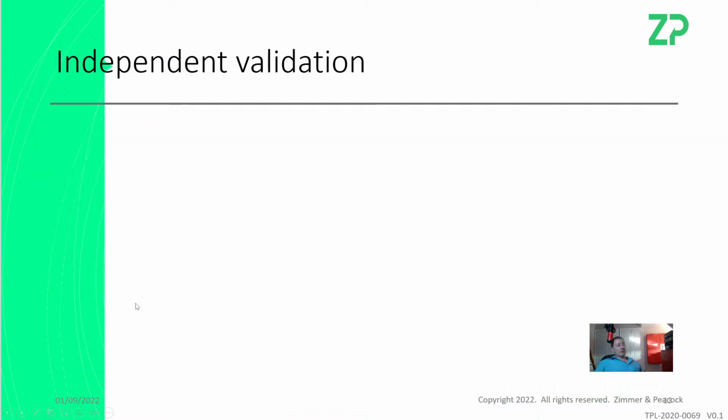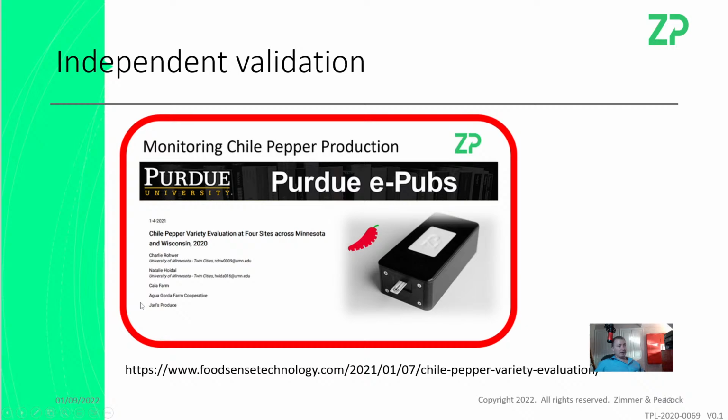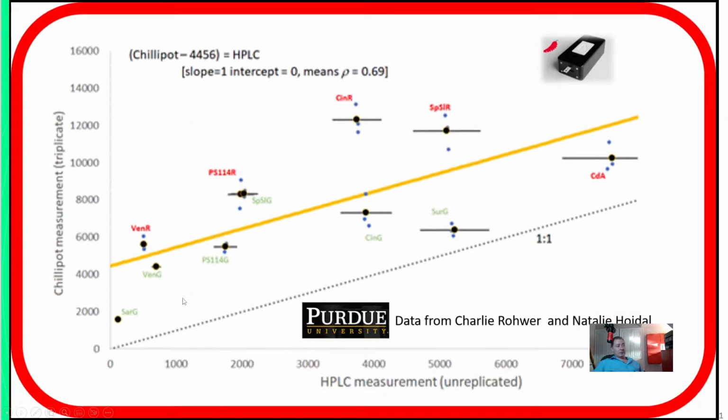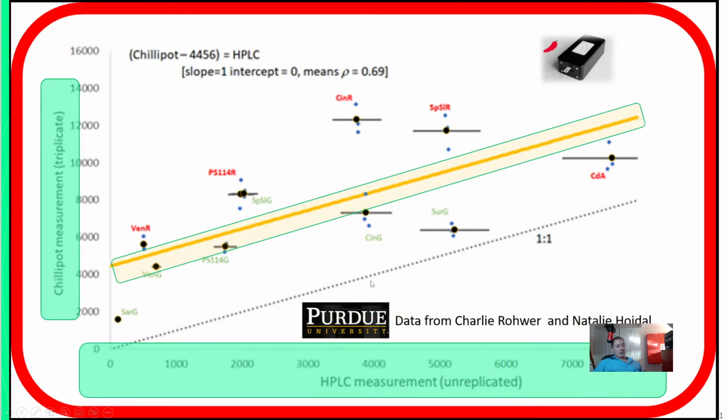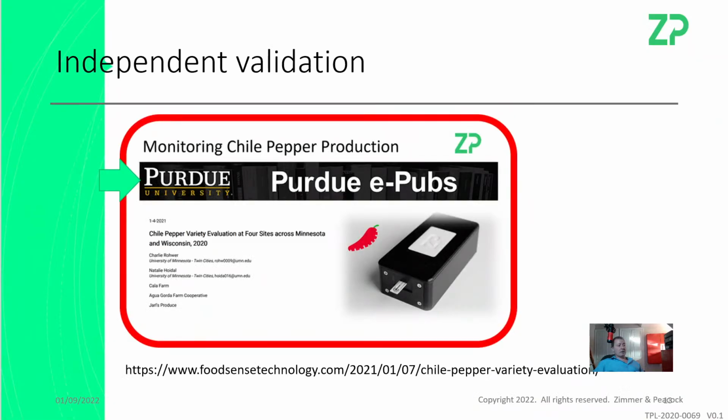Now we got a nice surprise one day, because some academics at Purdue University, unbeknownst to us, had bought it, and we didn't know what they were up to. They did their own validation of this. They measured on the chili pot, they measured on the HPLC, they got a correlation, and this paper is in the public domain. I'll make sure that you know where a link to it is. I'll put the links underneath the video.